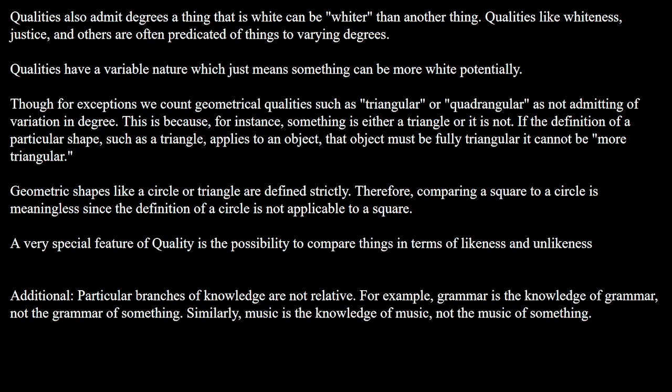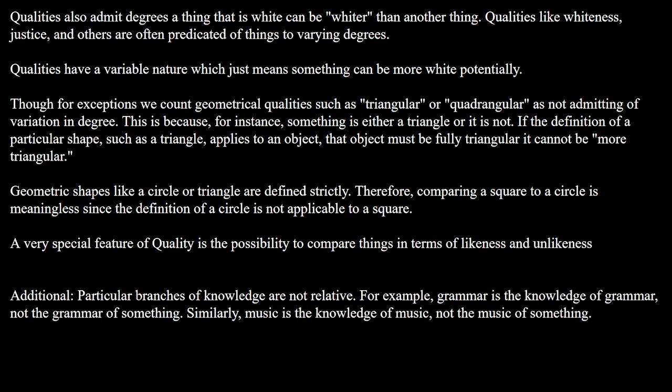Qualities like whiteness, justice, and others are often predicated of things to varying degrees. Qualities have a variable nature, which just means something can be more white potentially or more of another quality potentially. Though, for exceptions, we would count geometrical qualities such as triangular or quadrangular as not admitting a variation in degree. This is because they are defined by their shape, and their shape is considered a quality.